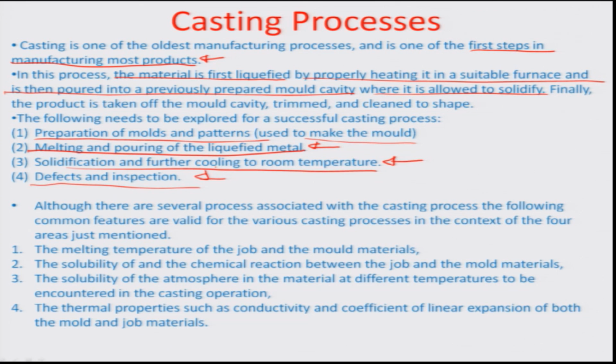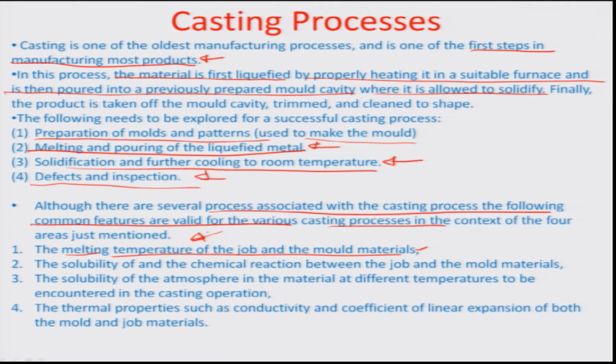Although there are several processes associated with casting, the following casting processes are in the context of the 4 areas just mentioned. One is the melting temperature of the job and the mold material. This is very critical, because it should not happen that the mold starts melting away and joins the liquid metal because of the superheat that the material is in. So you have to have a refractory in any event which does not contribute by melting into the cast. That is how the mold materials would be.